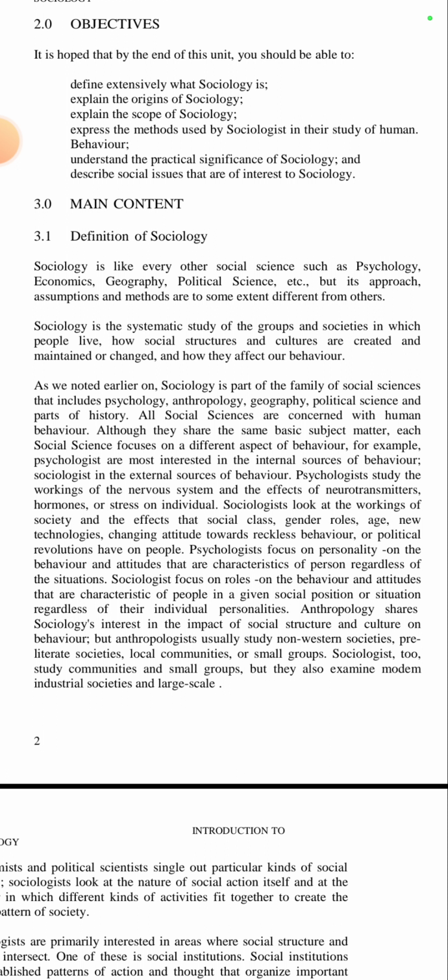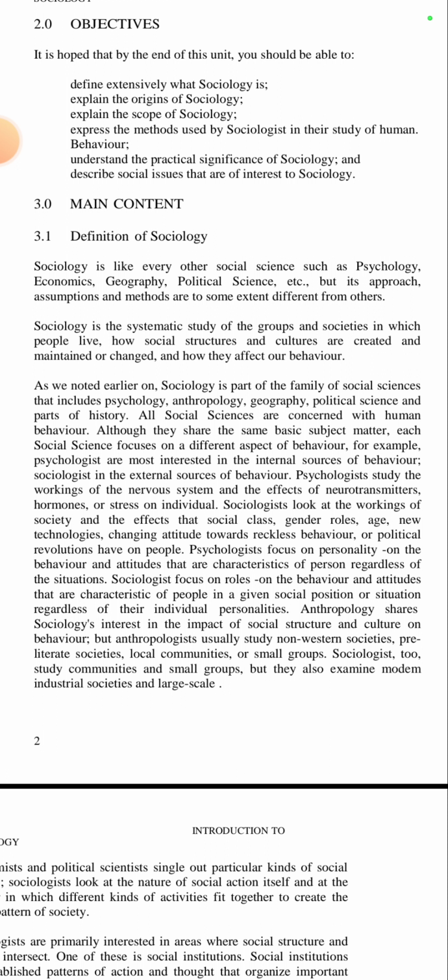Sociologists look at the working of society and the effect of social class, gender roles, age, new technologies, and changing attitudes towards reckless behavior. All these are changes in human beings. Psychologists focus on personality, on the behavior and attitudes that are characteristic of a person regardless of the situation. Sociologists focus on roles: the behavior and attitudes that are characteristic of people in a given social position or situation, regardless of their individual personality.